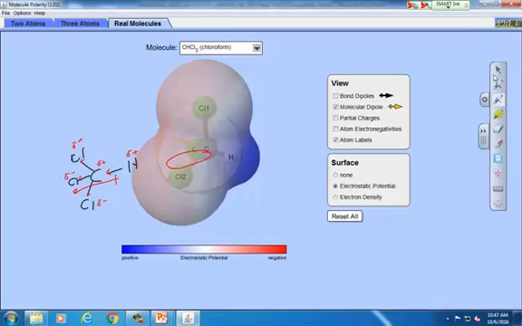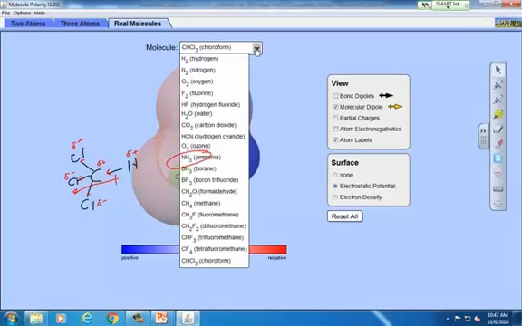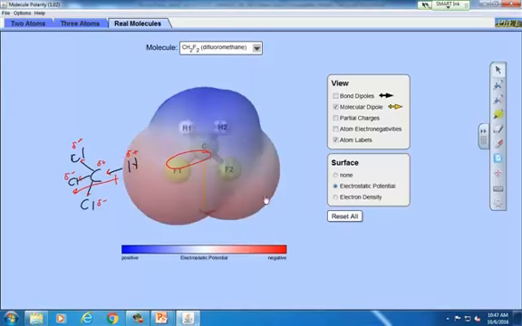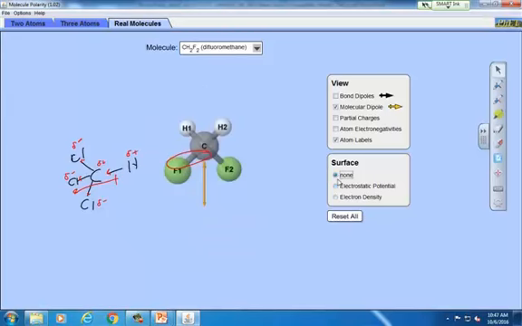So that's why it's helpful to make a model, because the model is actually three-dimensional. It's easier to see. CH2F2, some of you have been working on this one for the lab, I believe. Take a look at that one. Read this for a minute.